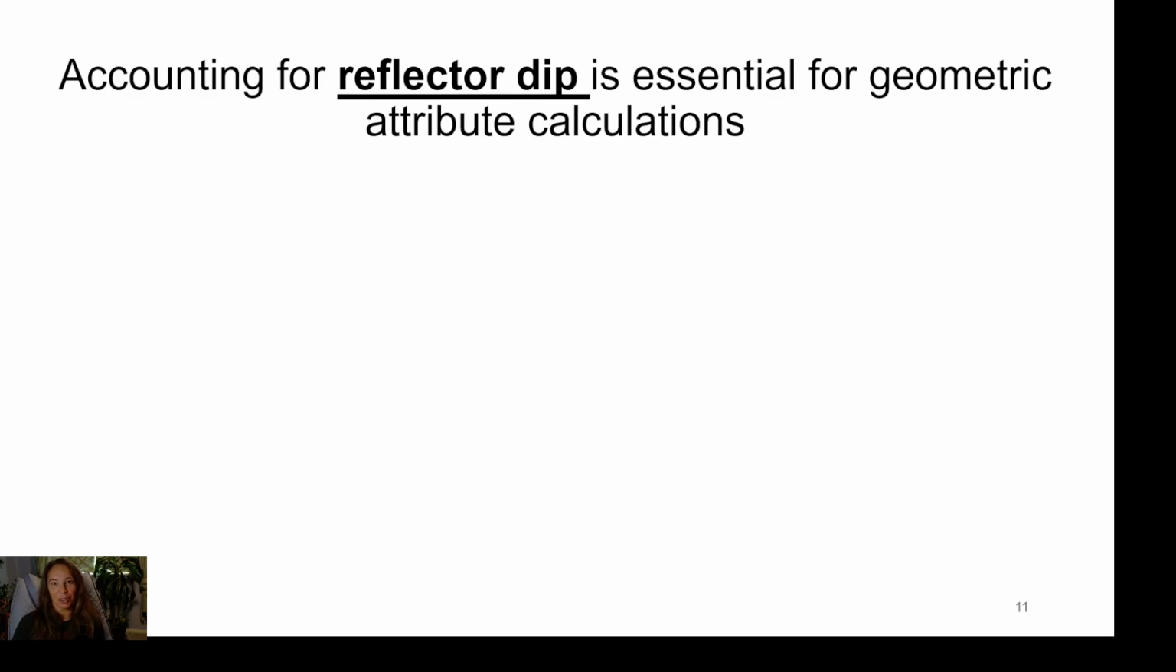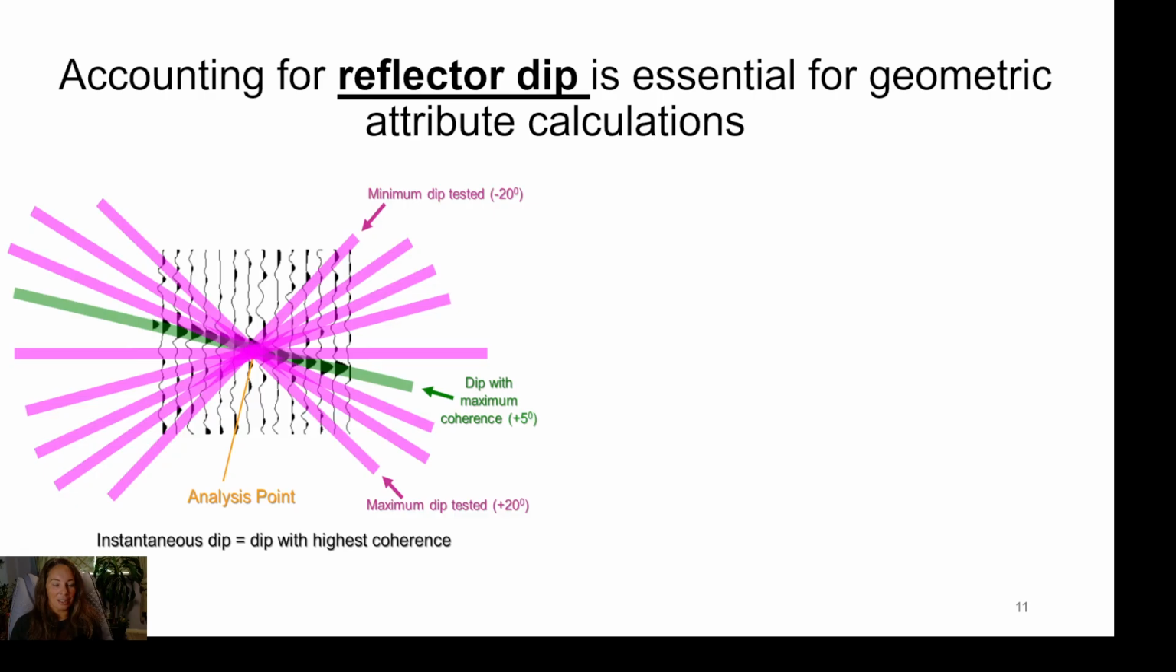All right, so the first thing I always like to mention is that you must always account for reflector dip when calculating any geometric attribute. And it can be shown really easily in this diagram, where you can see we have in green a dipping reflector. Okay, so an interface that has a dip to it. And if we don't use the right dip, which in this case would be 5 degrees, what we're going to end up doing is smearing information in our geometric attributes from above and below that interface.